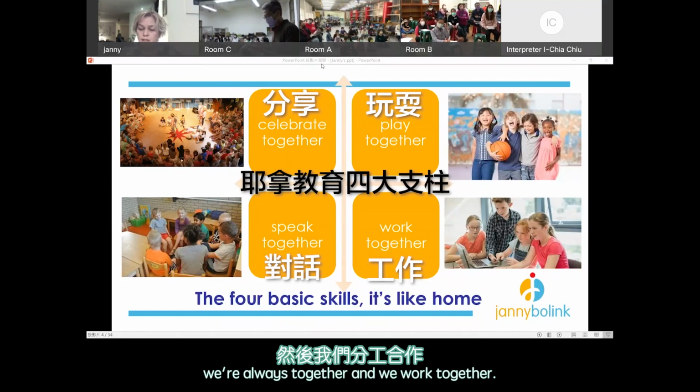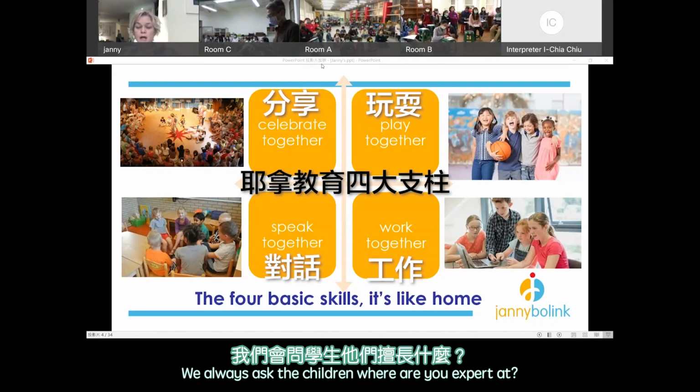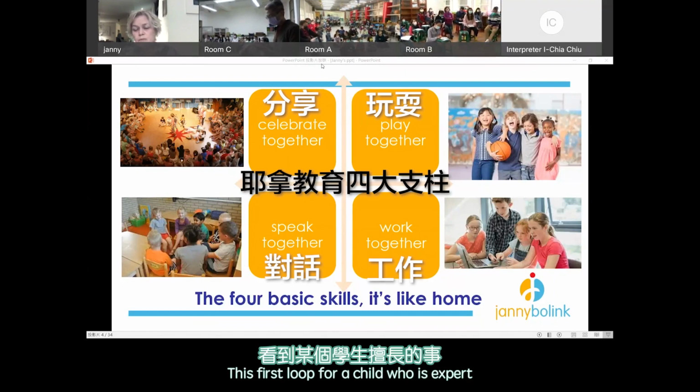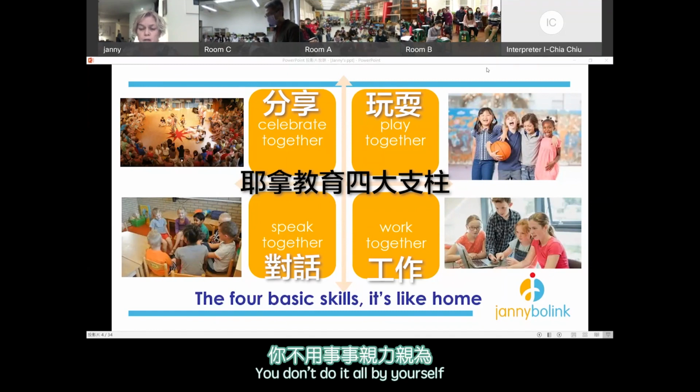And we work together. We use the talents and the experience of our children in our classroom. We always ask the children, what are you an expert at? And then we ask children, if you need help, please first look for a child who is an expert, so you can ask the child to help you. So if you have 28 children in your class, you don't do it all by yourself, you ask the children.